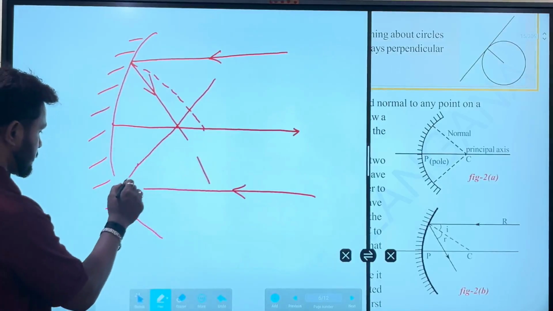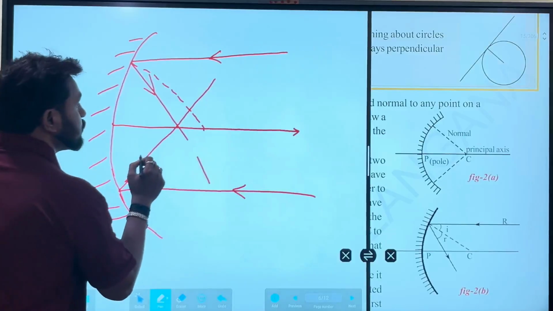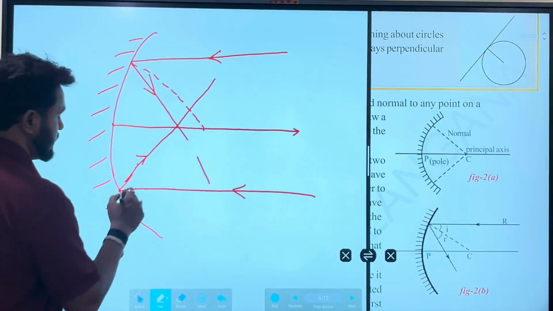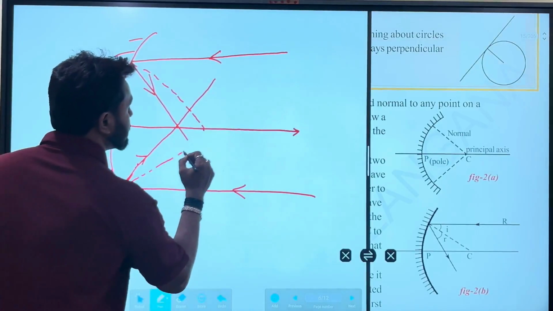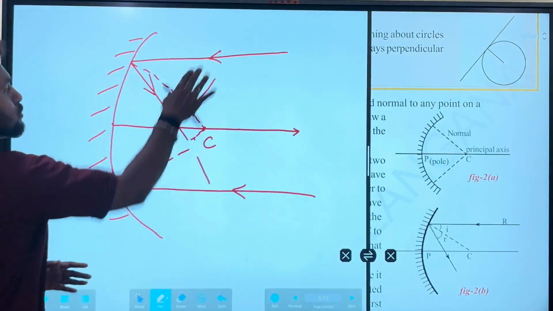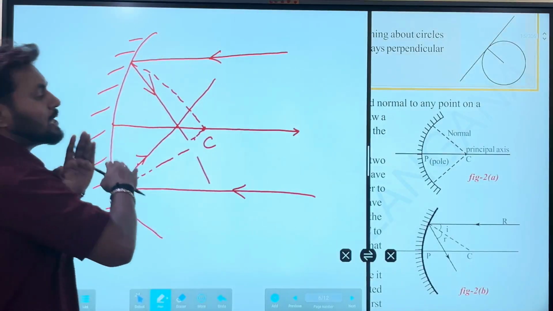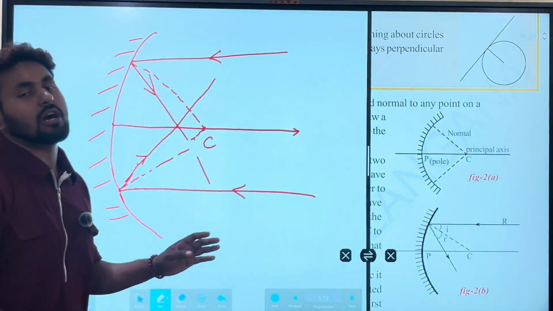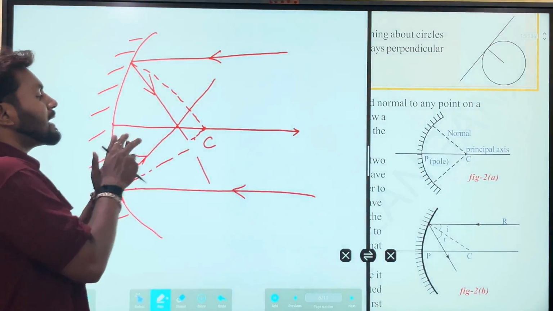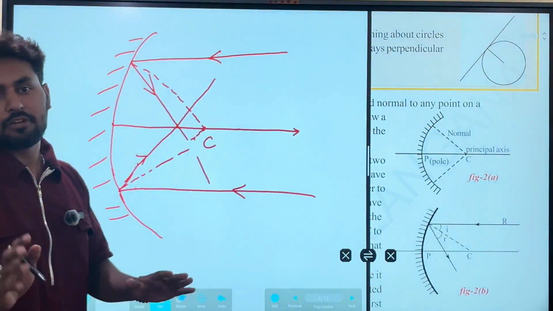Sorry. I have drawn one more, this is the reflected ray for this. The normal will go like this, and it will meet at one point. This is called C. Now these are only two ray diagrams that I have. However many incident rays are coming, all the normal lines will meet at one point, that is called the center of curvature. I hope I made it clear.